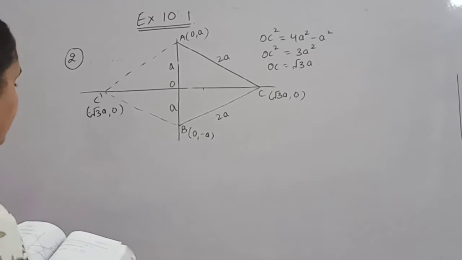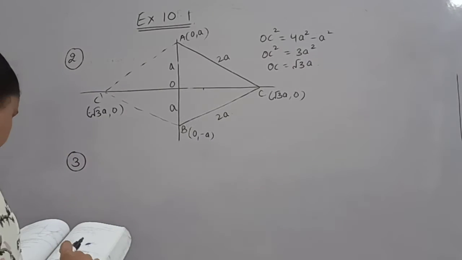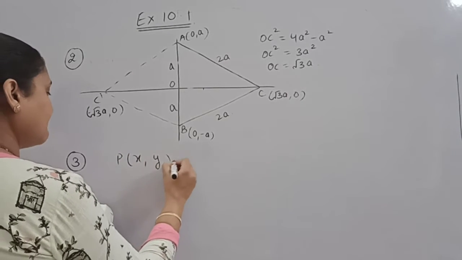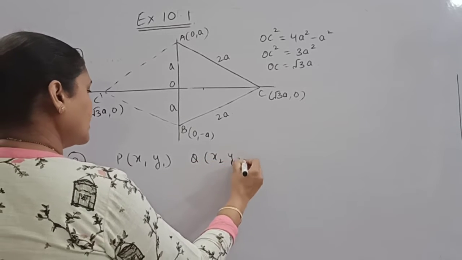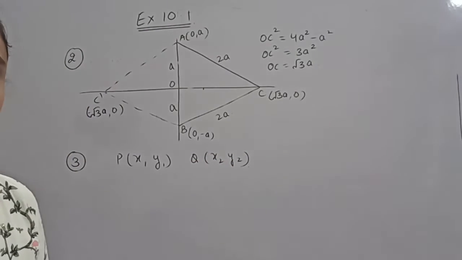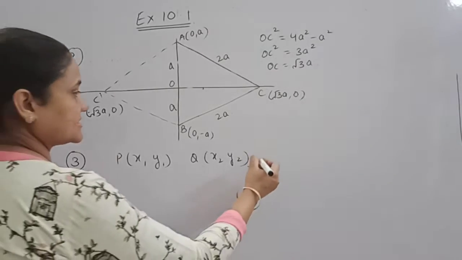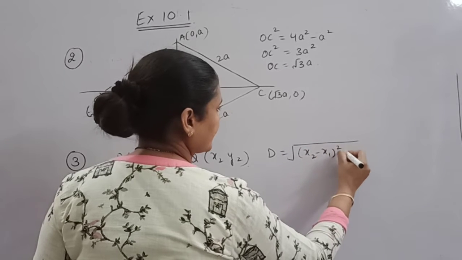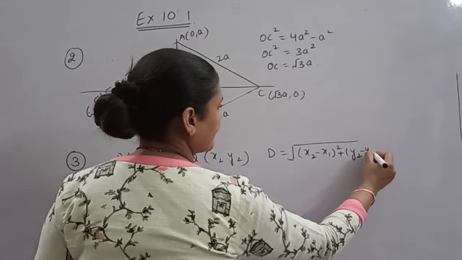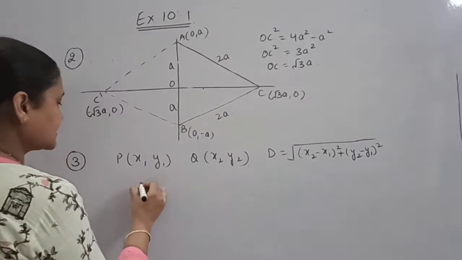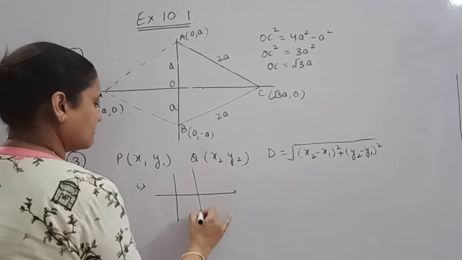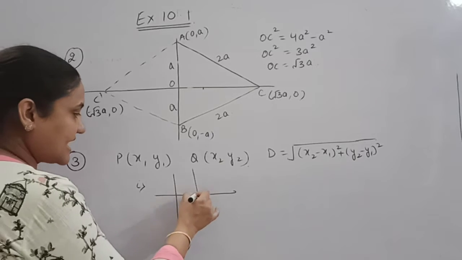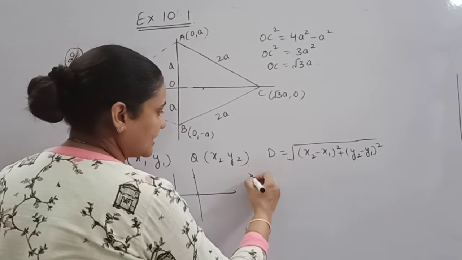Okay. Now the third question is, find the distance between the points P (x1, y1) and Q (x2, y2). Two conditions are there: when it is parallel to the y-axis and when it is parallel to the x-axis. First you find out the distance. Distance formula है आपके पास root of (x2 minus x1) whole square plus (y2 minus y1) whole square. First condition, when the line is parallel to the y-axis, then in that case x coordinate will be same. x2 will be equal to x1.